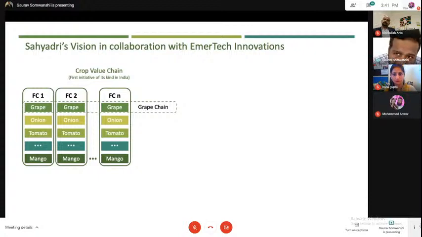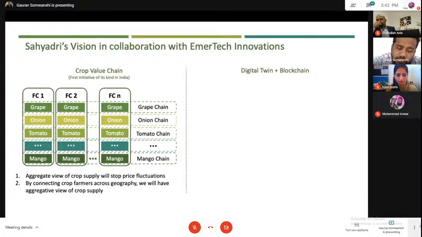So farmers already came together on the farmer collective. That is what they already did. There are 7,000 more and many more are coming up. So our mission that we are trying to bring to life is, can we connect same crop farmers and create basically crop specific blockchains?